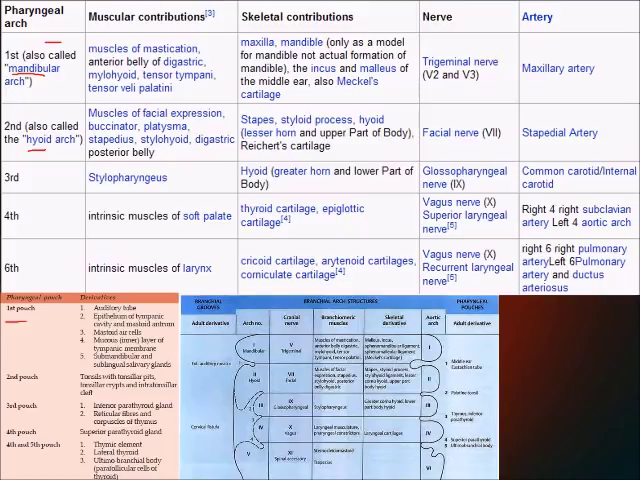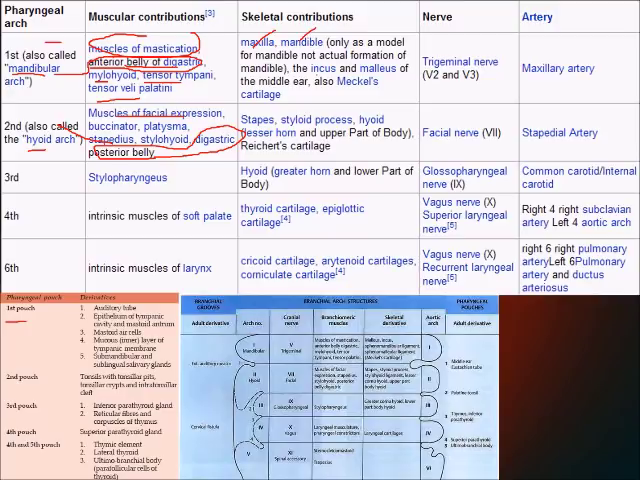The muscles that will result from arch number 1 are the muscles of mastication, the anterior belly of digastric, mylohyoid, tensor tympani, and tensor veli palatini. The second arch will give us all the muscles of facial expression. Two arches may contribute to the formation of one muscle. For example, the anterior belly of the digastric muscle comes from the first arch, while the posterior belly comes from the second arch. The skeletal components, the maxilla and the mandible, come from the first arch.